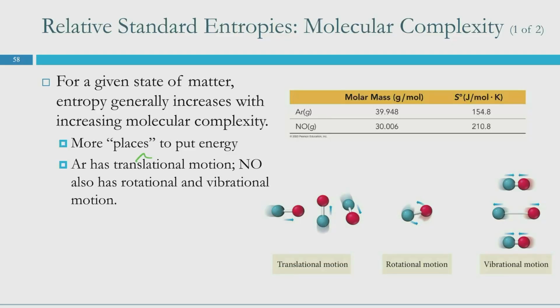So translational, kind of like side to side, but in 3 dimensions. Whereas nitrogen monoxide also has rotational motion, and it also has vibrational motion. So within that bond, it can vibrate, and it can also rotate around, and you can get increasingly complex forms.